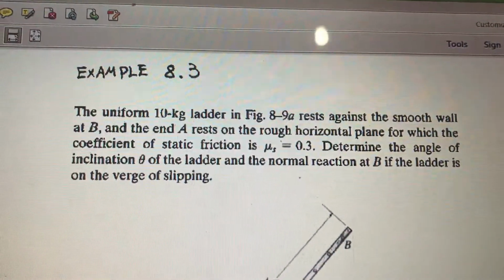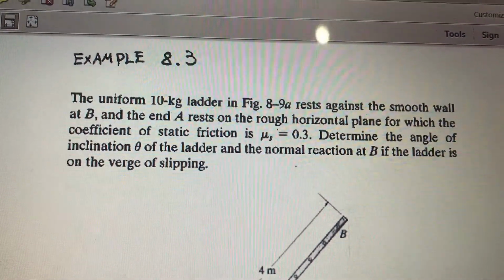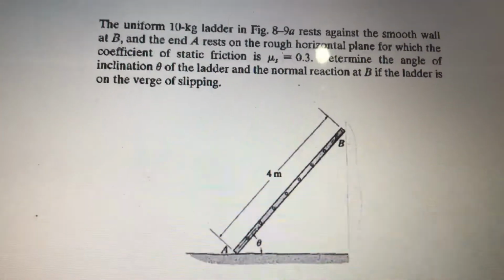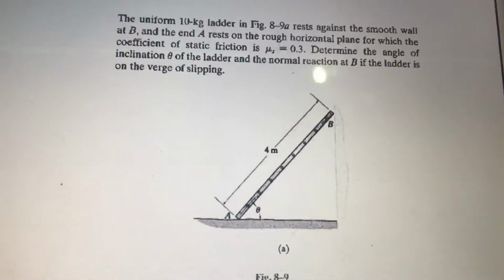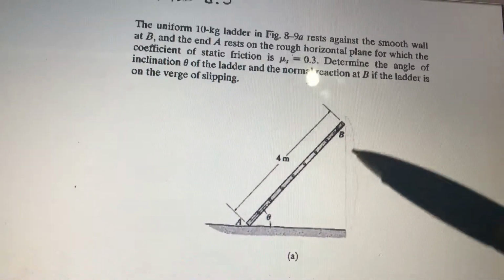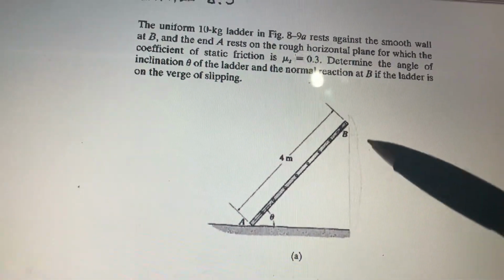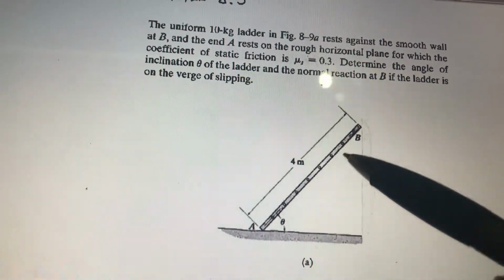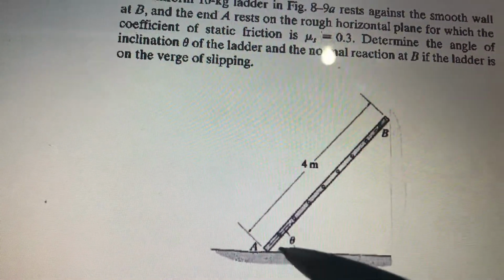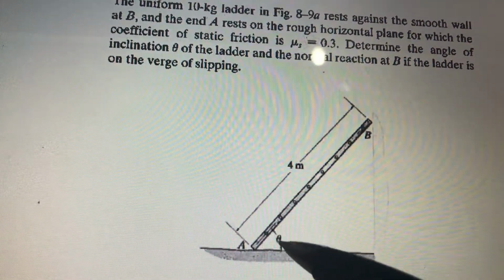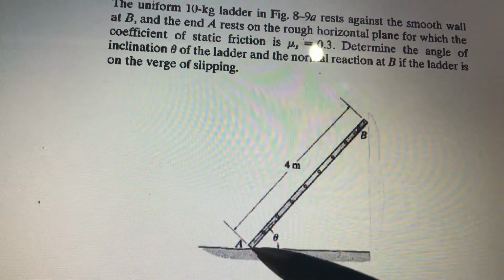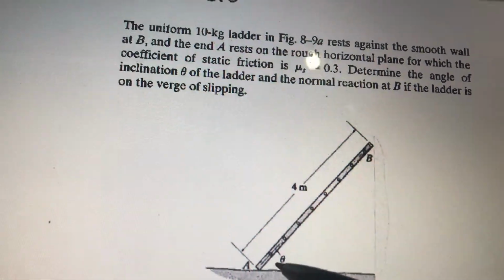Let's look at this problem. The uniform 10 kilogram ladder in this figure, look at this ladder. It's the stairs that you are going, this is the wall. It's not shown very clearly here. This is point B and this is the length of the ladder and this is the angle and this is the floor. So A and B, and it's 4 meter.